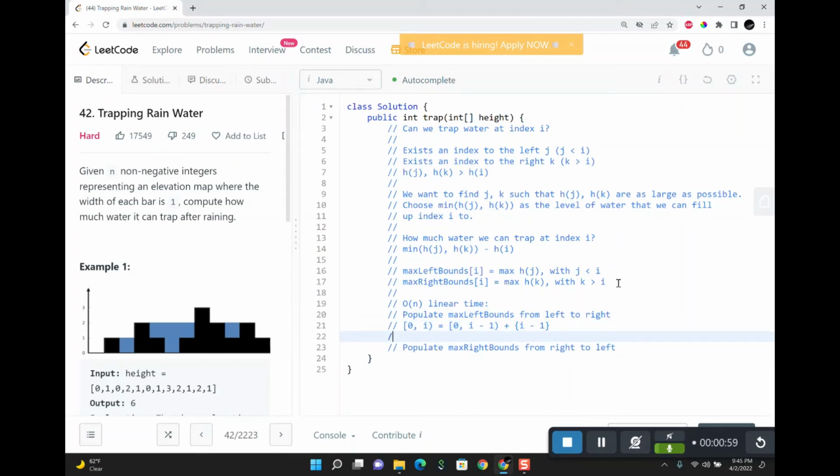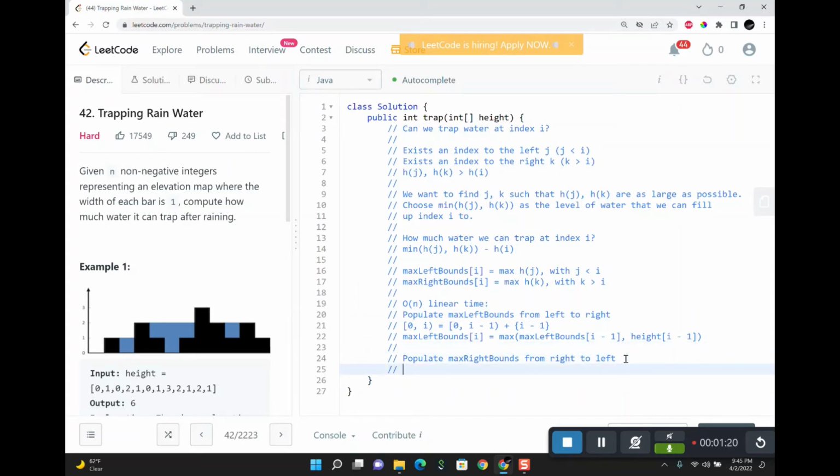Which means that obviously max left bounds I is going to be equivalent to max left bounds I minus 1 is simply going to be the maximum of max left bounds I minus 1 and height at I minus 1, okay? And it's the same logic for max right bounds. It's just reversed.